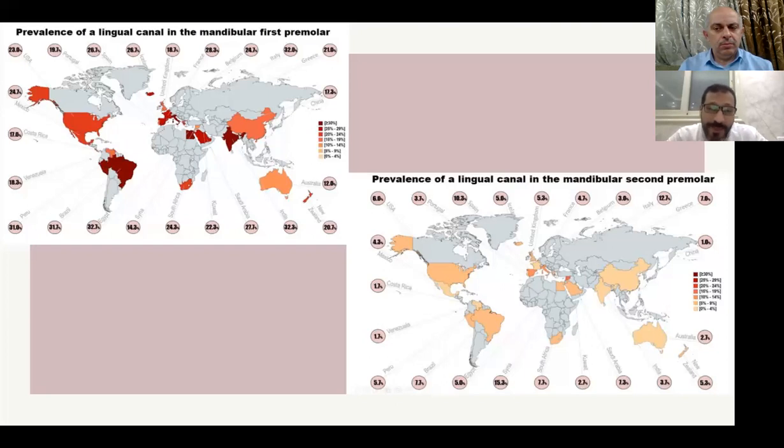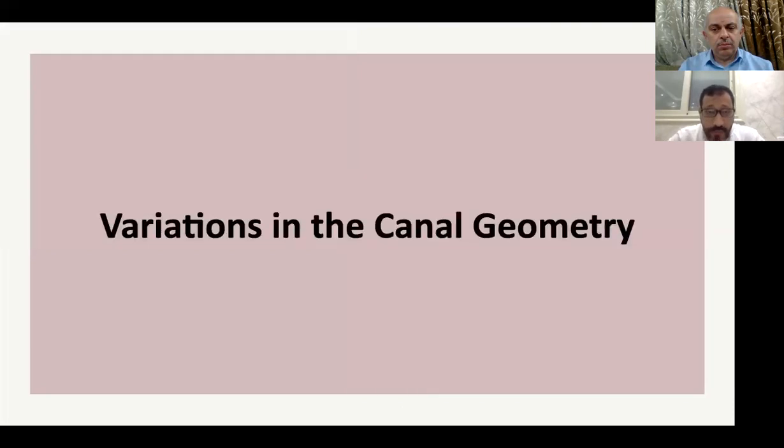Here we can say extra canals because the percentage is much lower than the prevalence of MB2. We can see in Egypt 32.7, which was the highest prevalence in the mandibular first molar lingual canal. So we have variations in the number of root canals, and we have variations in the number of roots. And now we also have variations in canal geometry, which is the most important one.